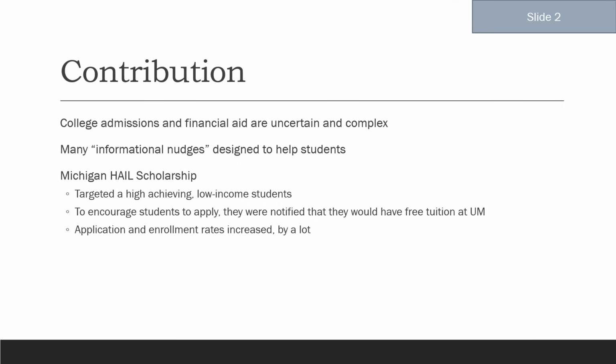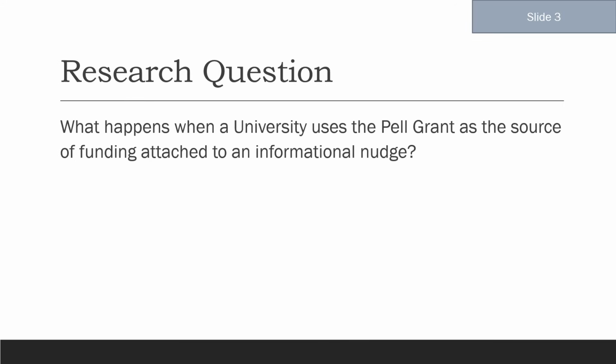So to help students apply to the University of Michigan, these high-achieving, low-income students were sent messages and notified that they were accepted to the University of Michigan and would receive free tuition if they attended. This informational nudge increased application and enrollment rates by a lot at the University of Michigan. And so my research builds upon this framework.